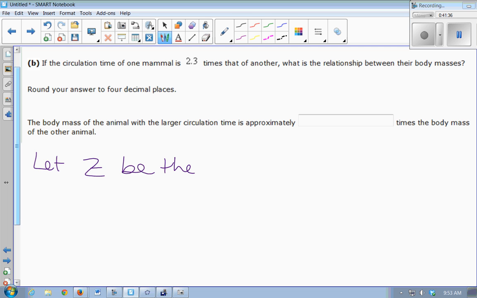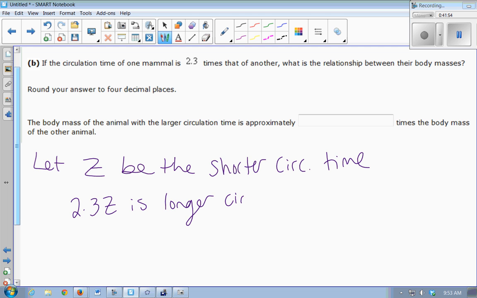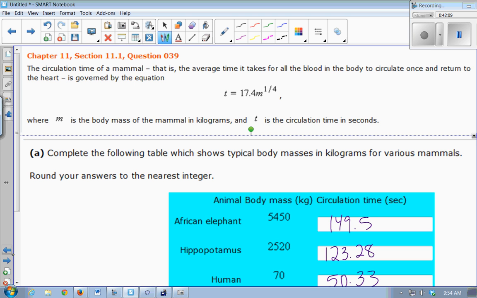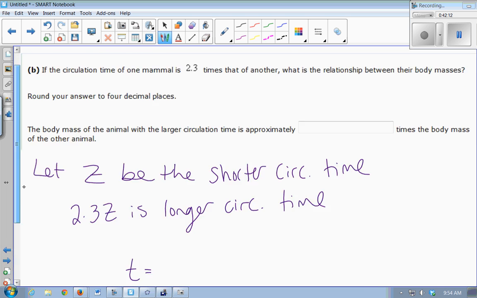Let's not say slower or faster, let's say shorter. Okay. So then the longer circulation time would be 2.3 times Z, right? All right, so what is the relationship between their body mass? So the formula is that time is 17.4 m to the 1/4.